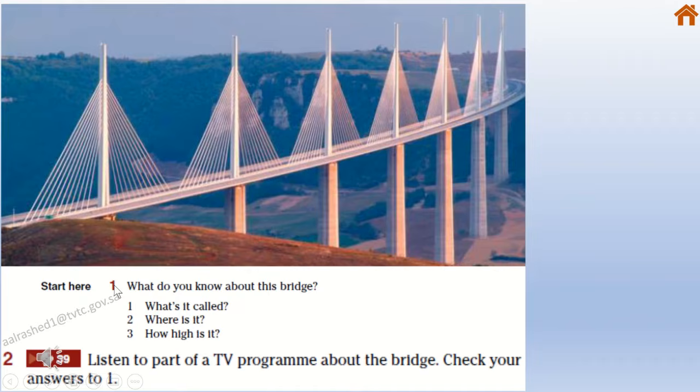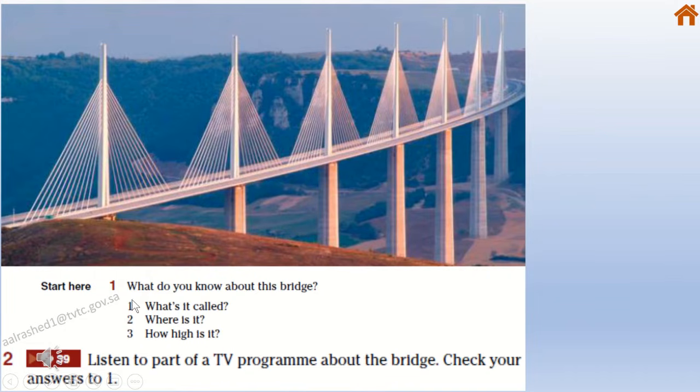Okay, look at number one. What do you know about this bridge? So this is a bridge. A bridge is basically a way of transportation between two islands or across an obstacle where no cars can go from one point to another without a bridge. It is like a linking point. This is the bridge. جسر.